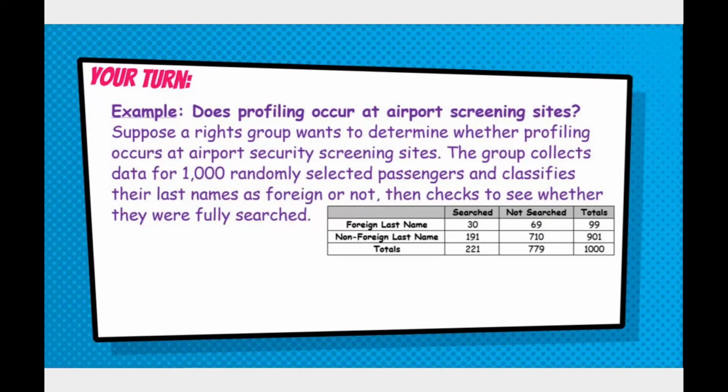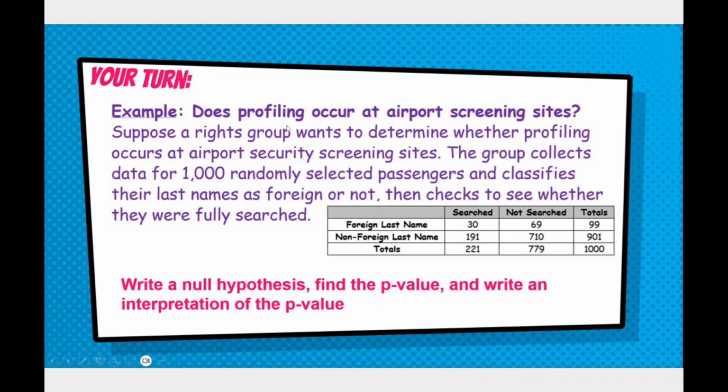All right, let's look at another example. This is your turn. I want you to try to use this to answer this. This is on the topic of does profiling occur at airport screening sites? Suppose a rights group wants to determine whether profiling occurs at airport security screening sites. The group collects data for 1,000 randomly selected passengers and classifies their name as foreign or not, meaning, do they have a name like Smith or Jones, or a name that appears to be from another country? Then they check to see whether they were fully searched. Let's see if we can write a null hypothesis, find the p-value, and write an interpretation of the p-value.